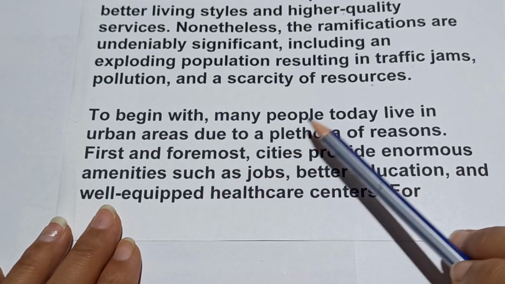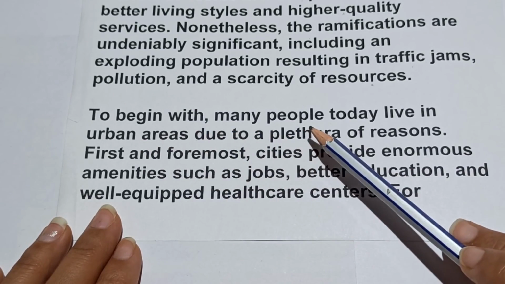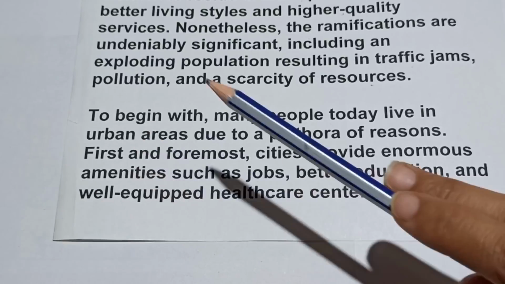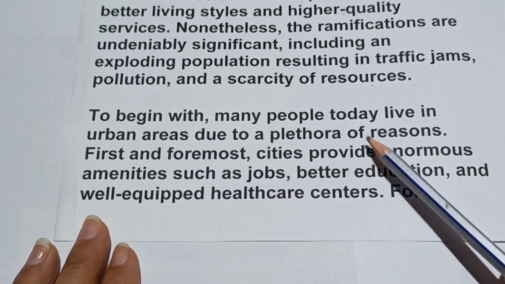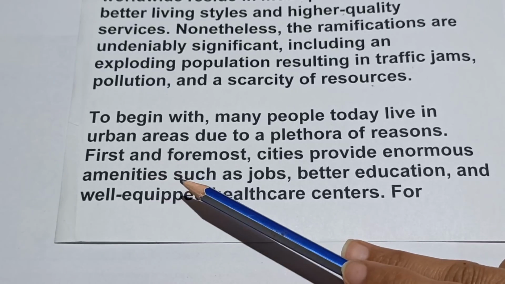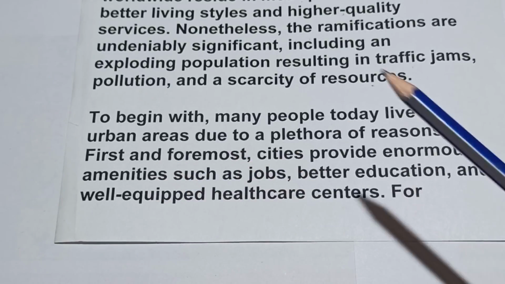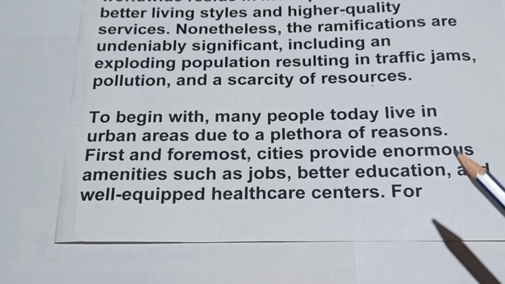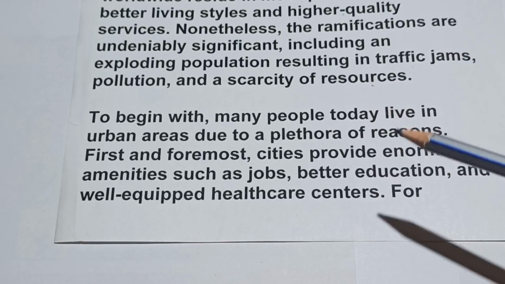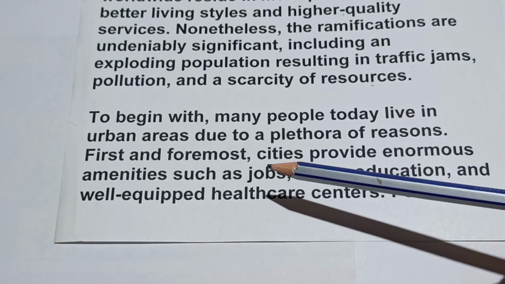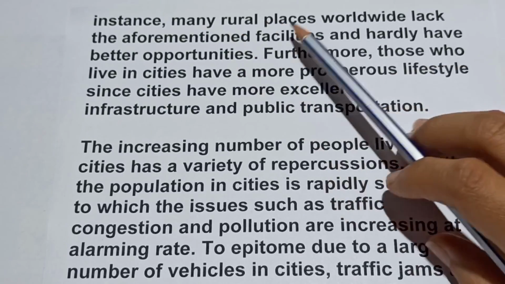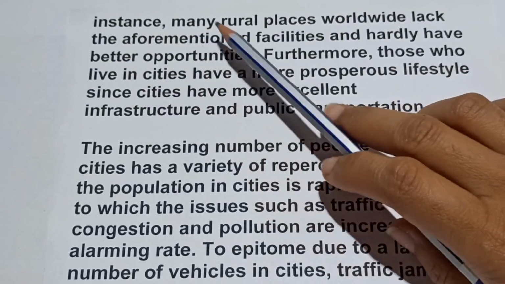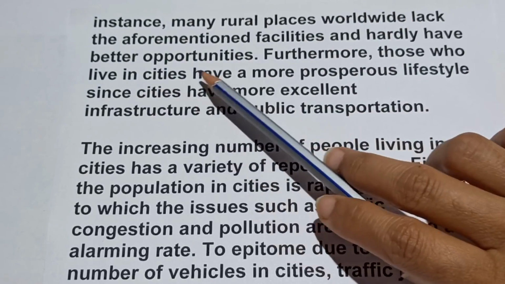To begin with, many people today live in urban areas due to a plethora of reasons. So they are living in urban areas because of a lot of reasons. First and foremost, cities provide enormous amenities, means facilities such as jobs, better education and well-equipped healthcare centers. So cities provide a lot of facilities like jobs, better education and well-equipped healthcare centers. For instance, many rural places worldwide lack the aforementioned facilities and hardly have better opportunities.